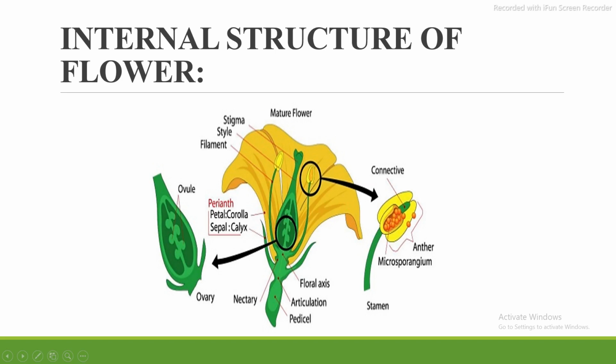On the other hand, the stamen. Stamen includes the connective, and this is called the anther. Anther includes the microsporangium inside it. On the other hand, ovary. This is the ovary region, and ovary includes ovule inside it.